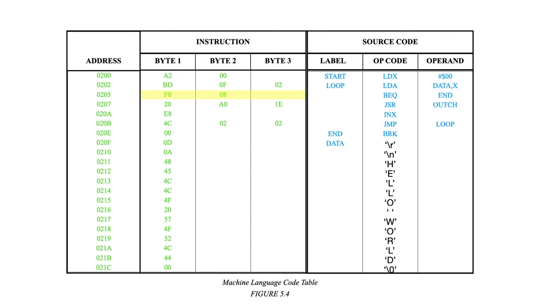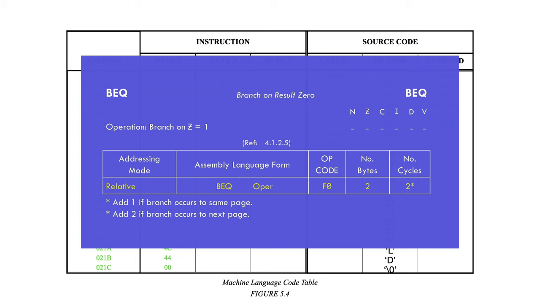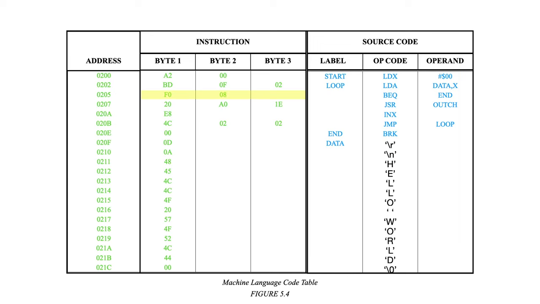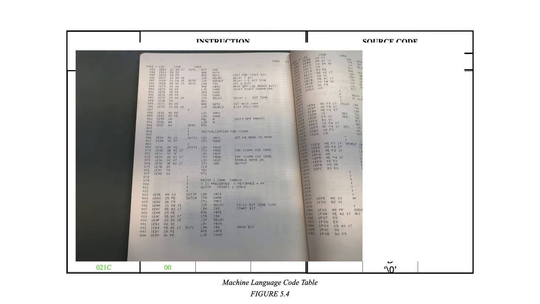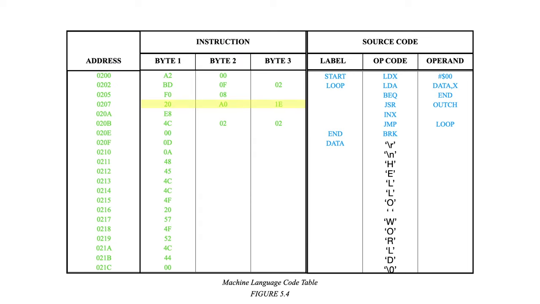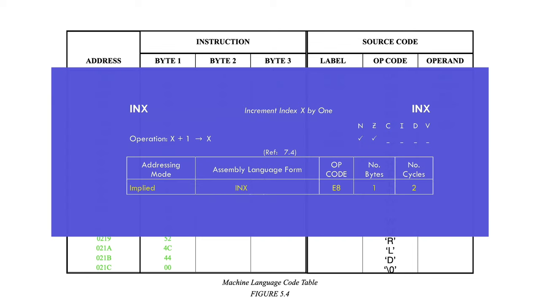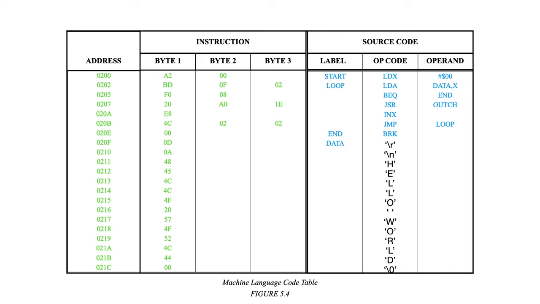On to location hex 205, the BEQ opcode is F0. All branches are relative, and with machine language, you have to calculate your own branches. The operand here is 8 because the branch goes to the end label at 020E, which is 8 bytes ahead in memory from 205. At hex 207, the JSR opcode is hex 20, and I had to go to the KIM-1 manual to look up the address of the ALTCH kernel routine. It lives at 1EA0, so that's what's specified as the operand instead of the ALTCH label like I used in the assembly code. Location 020B, I used E8, which is the opcode for INX. The jump and break are fairly self-explanatory, and then all the hello world data follows in ASCII format.